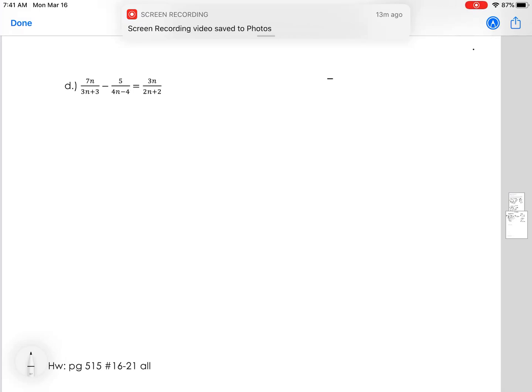All right, last example for this one is D. So we're going to look at our denominators. We need to factor them first. So we take out a GCF of a 3 with an n plus 1 left over, GCF of a 4 with an n minus 1 left over, GCF of a 2 with an n plus 1 left over.